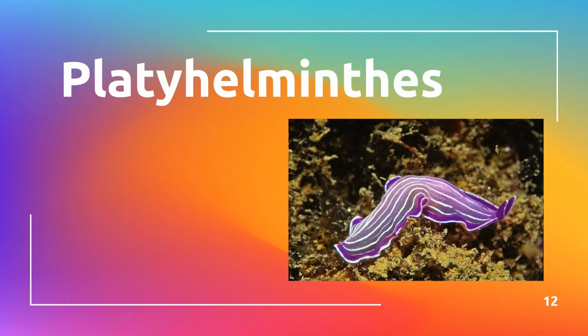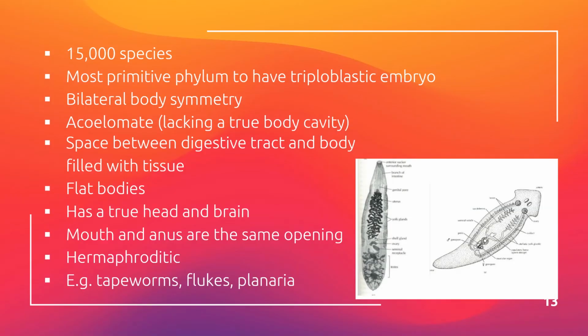So Platyhelminthes is the next phylum that we're going to look at, and it's the phylum of flatworms. Platyhelminthes have over 15,000 species, and it's the earliest phylum to have a triploblastic embryo. This means that it has an endoderm, a mesoderm, and an ectoderm tissue, so 3 tissue layers. In addition, they have bilateral symmetry and don't have a body cavity, and thus they're termed acoelomates. There's a space between the digestive tract and the body that's filled with tissue, in contrast with further phyla that we'll look at that will have a coelom.